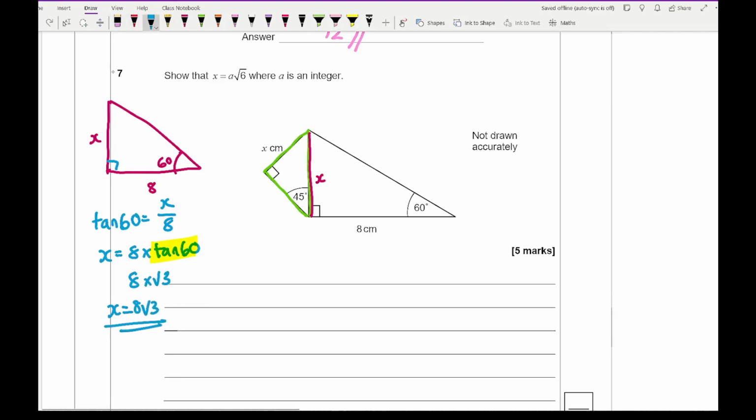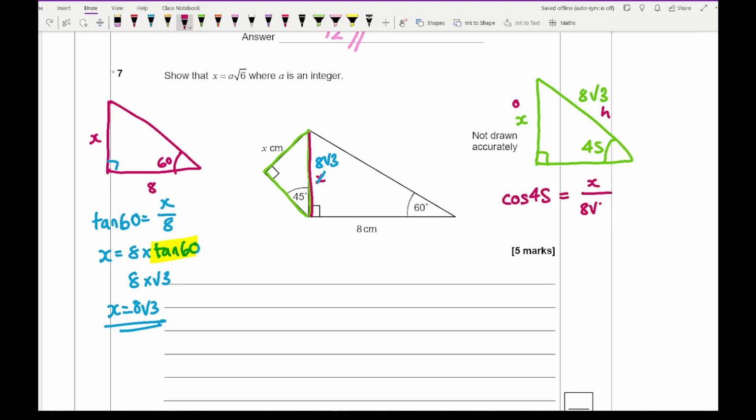So then I go back to that green triangle. Let me draw that triangle out again. And again, I've got another right angle triangle. This is 45, x is what I'm trying to find, and this side, the hypotenuse, is 8 root 3. So looking at this, I've got h, I've got o, so I'm going to be using cos. So cos 45 equals x over 8 root 3.